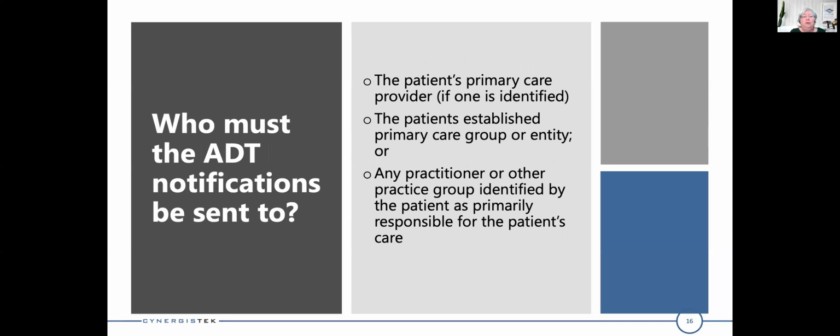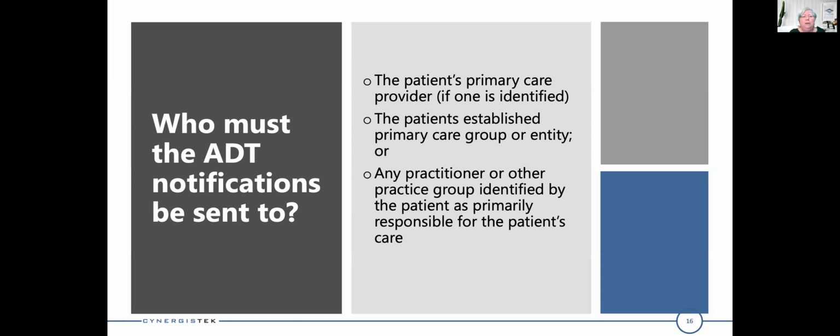So the people you have to notify: the patient's primary care physician if they've identified a primary care physician; the patient's established primary care group or entity; or any practitioner or other practice group identified by the patient as primarily responsible for their care. So when you think about this and consider this, who's primarily responsible for the patient's care? That may be a question you have to evaluate.